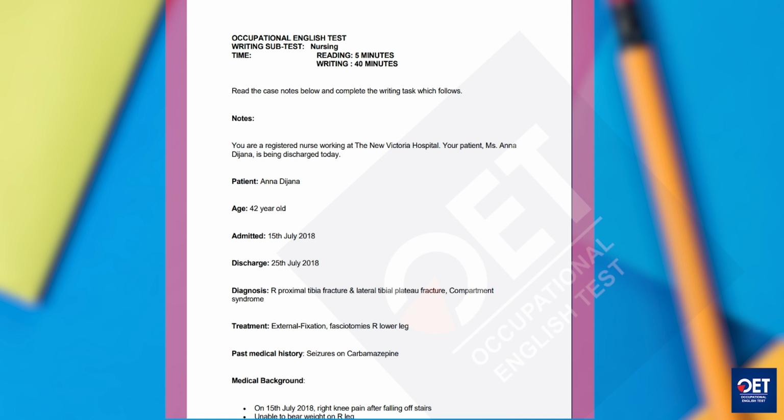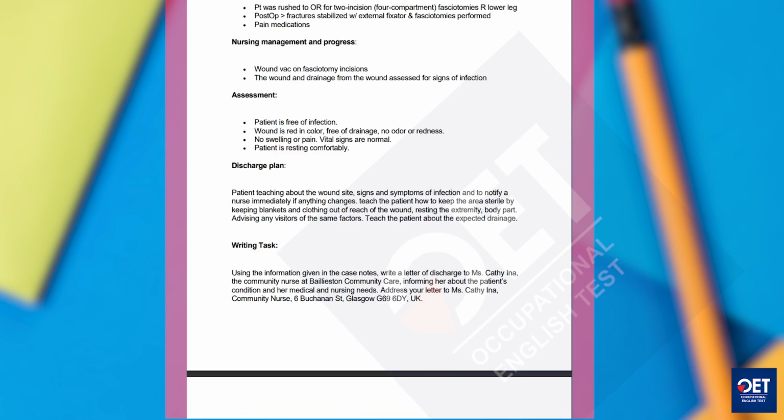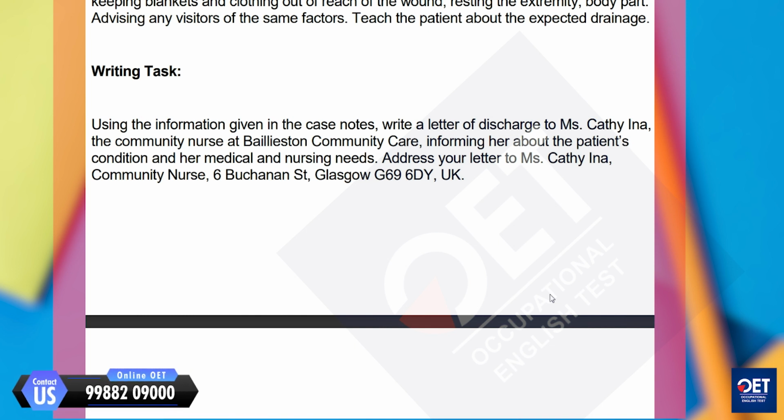So, okay, this is a scenario. This patient is being discharged today and you're working as a registered nurse at the New Victoria Hospital. Now let's read the task so that we can just know who's the reader and what we have to write. So here, using the information in the case notes, write a letter of discharge to Miss Kathy Anna, the community nurse of Billiston Community Centre, informing her about patient's condition and her medical and nursing needs.